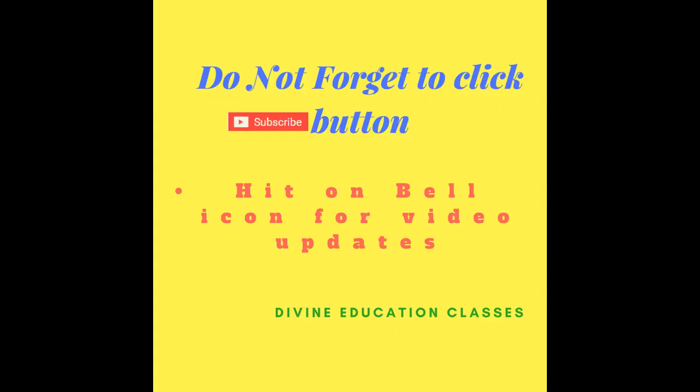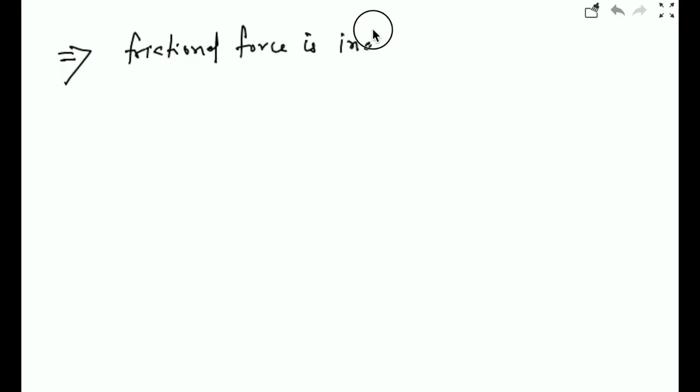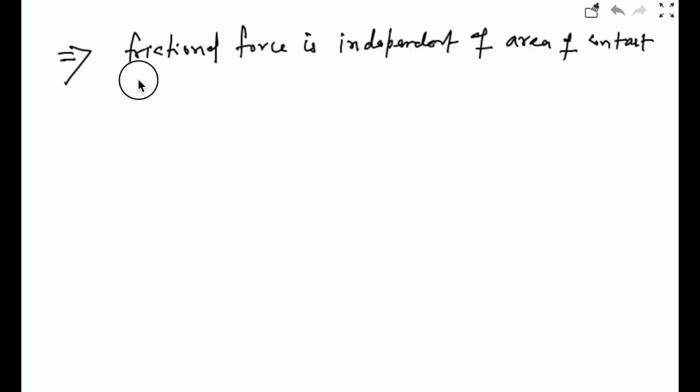Another important point: the friction force does not depend on the contact area between the two surfaces. See the example here. What is the statement? The statement is: frictional force is independent of the area of contact between two objects, between two surfaces.